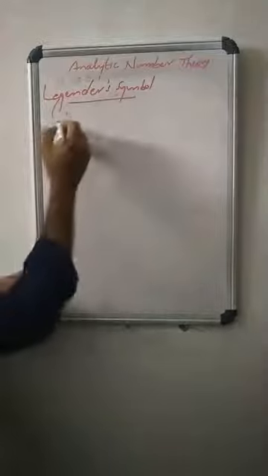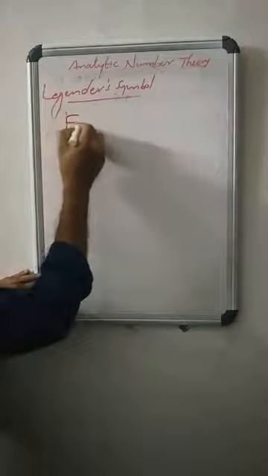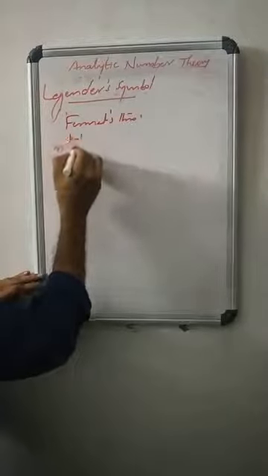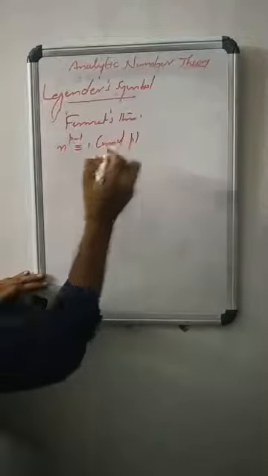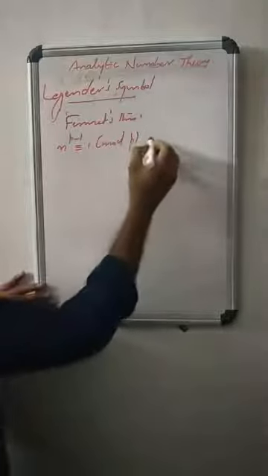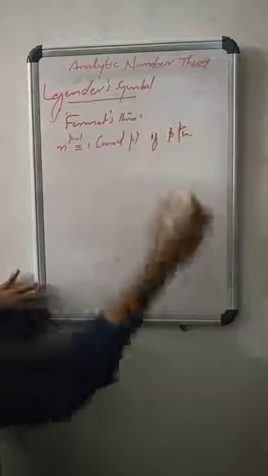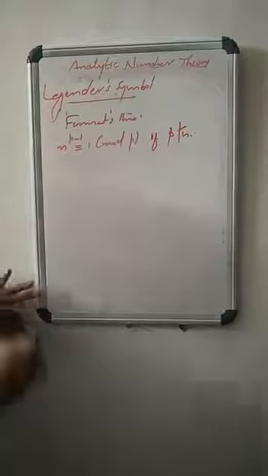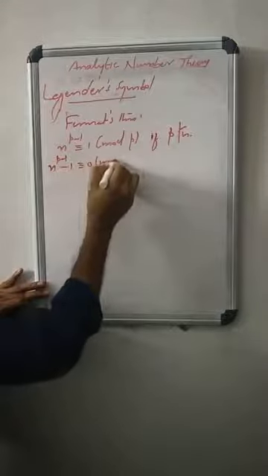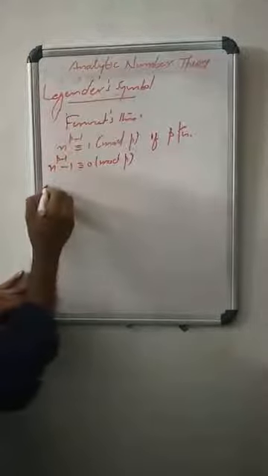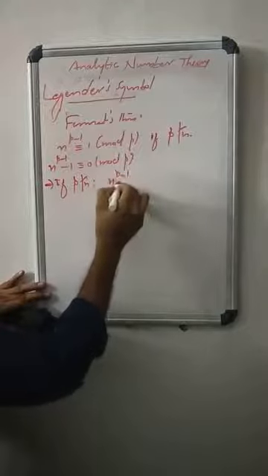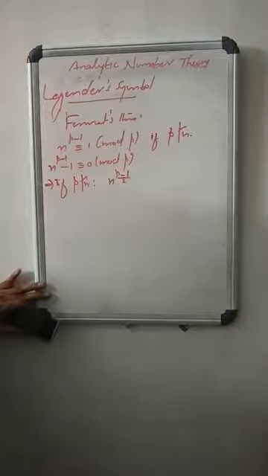Now, by Fermat's theorem, what does Fermat's theorem state? Since p is an odd prime, n^(p-1) ≡ 1 mod p if p does not divide n. So n^(p-1) ≡ 1 mod p means n^(p-1) − 1 ≡ 0 mod p. That means p divides n^(p-1) − 1.